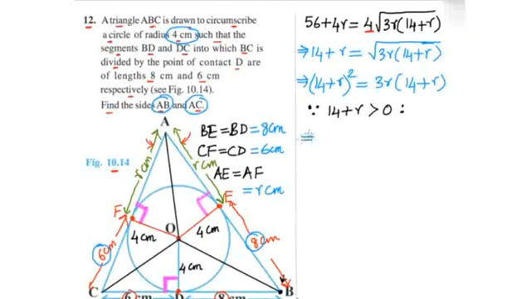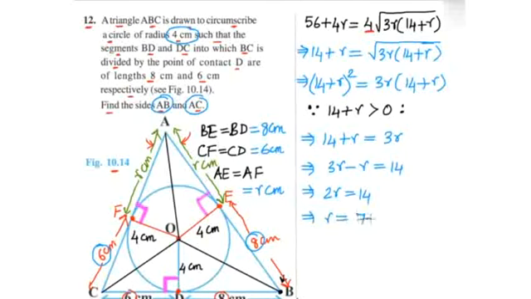this will give us 14 plus r on the left side, and on the right side it will give us just 3r. So we get 14 plus r equal to 3r. Now this will give us 3r minus r equal to 14, correct? So 2r is equal to 14, or now finally r is equal to 14 by 2 or 7. So the length of AE and AF is 7 centimeters.